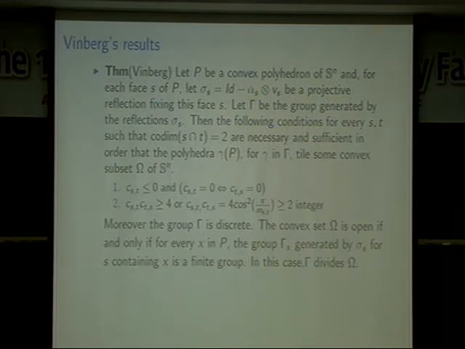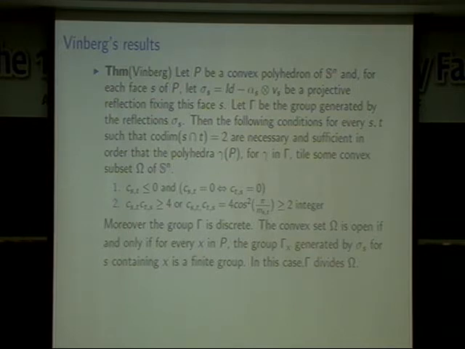And there is Vinberg's result. So let P be a convex polyhedron of S^n, and for each face S of P, let sigma_S be a projective reflection fixing this face S. Then let gamma be the group generated by the reflections. Then the following conditions, for every S, T such that the codimension is equal to 2, are necessary and sufficient in order that this polyhedron P tiles some convex subset of S^n.